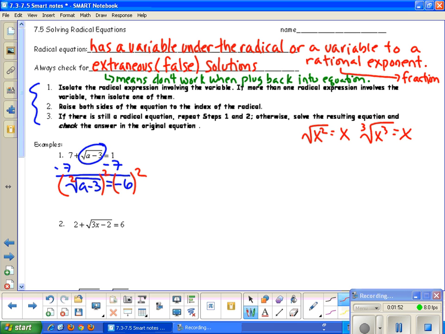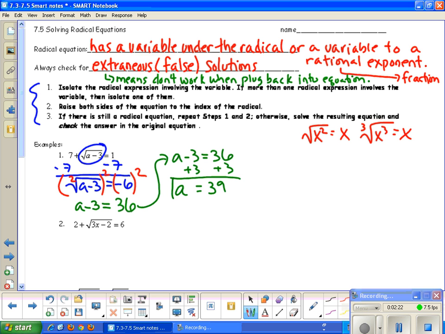That's why we take whatever the index is and take both sides to that power, and if you do one thing to one side, you have to do it to the other. So in this case, squaring makes this just a minus 3 is equal to, and negative 6 squared gives me 36. Then all I have to do is solve the equation for a by adding 3 to both sides. So I get a is equal to 39.